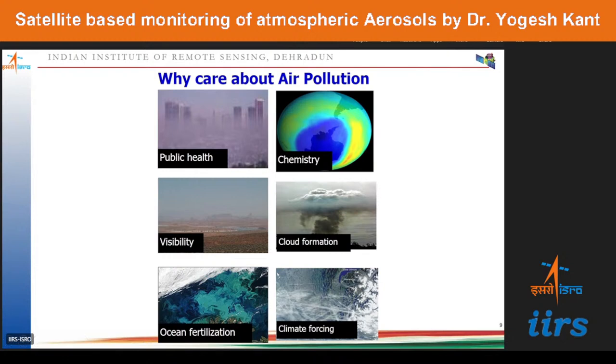Cloud formation, because more seeds means more clouds. A lot of aerosols are helping to form the clouds, and more cloud means more albedo, that is, more sunlight reflected from the clouds and less solar radiation reaching the ground. So there is a change in the radiation balance, and hence this will also impact the climate forcing.